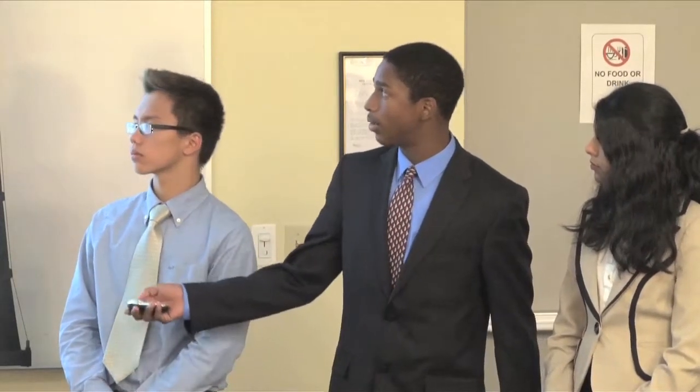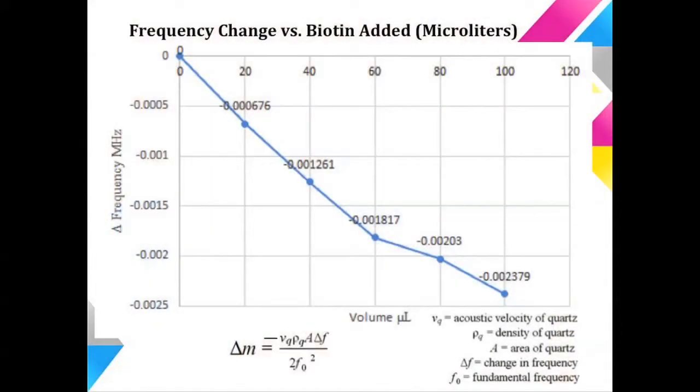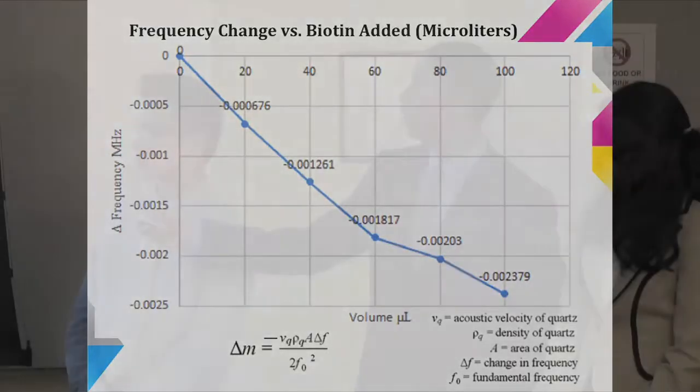This is shown more clearly in this graph. As shown here, there's an actual correlation between the change in frequency and the addition of volume of biogen. Using the equation down here, you can actually calculate the exact mass of the biogen we added. You also notice here, it's pretty much a straight line up to 60 microliters.